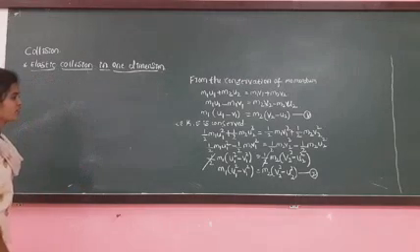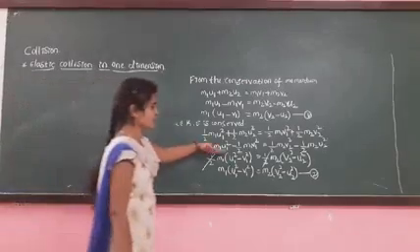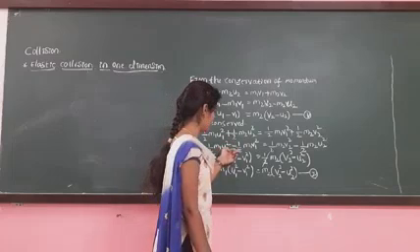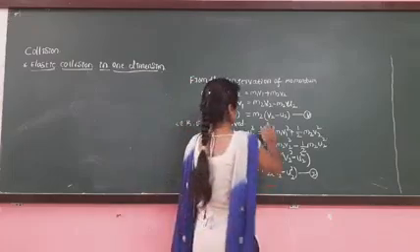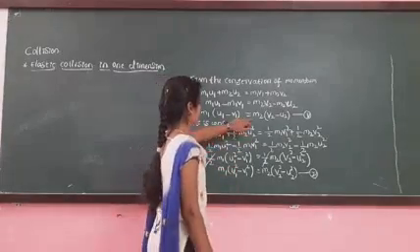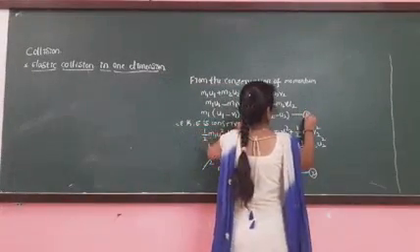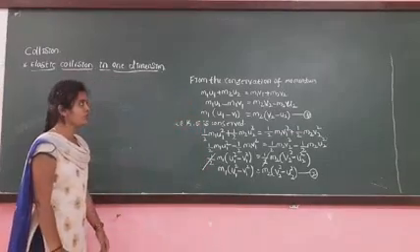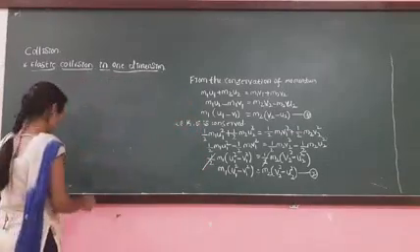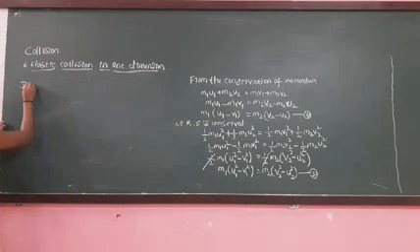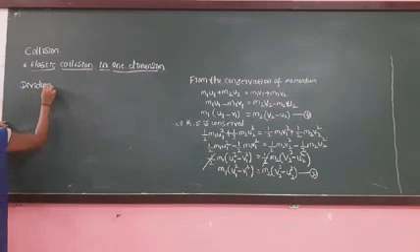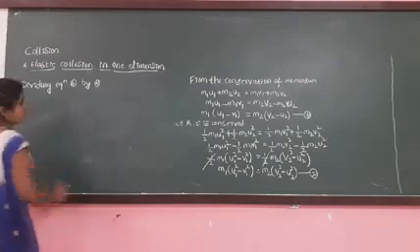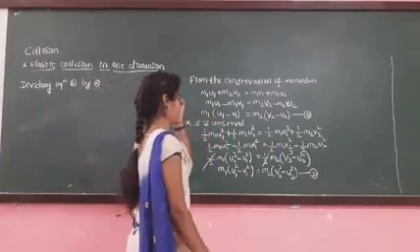Dividing the equations, this is the rearranging of the equations. This is half m1 u1 square minus half m1 v1 square. This is equation number 1, and this is equation number 2. This is the energy equation, and this is from the law of conservation of momentum. Next, dividing equation 2 by 1.